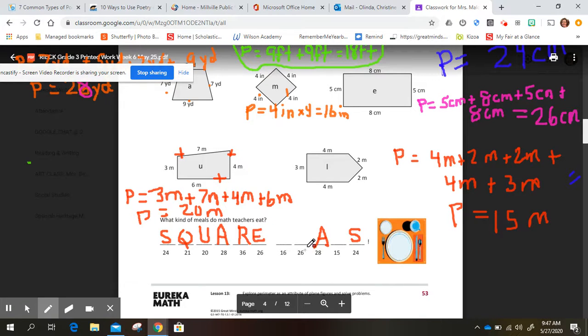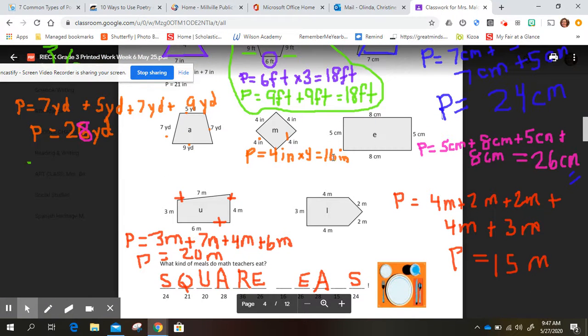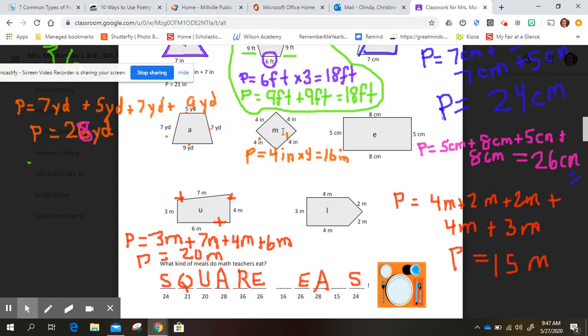But I also see a 26 here, so I'm going to write the E again. So it says, what kind of meals do math teachers eat? Square something. So now I have to find the answer where there was a 16. And that was right here. 16 was our perimeter, and that letter was M.